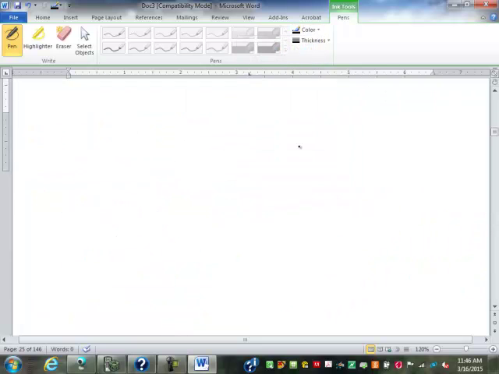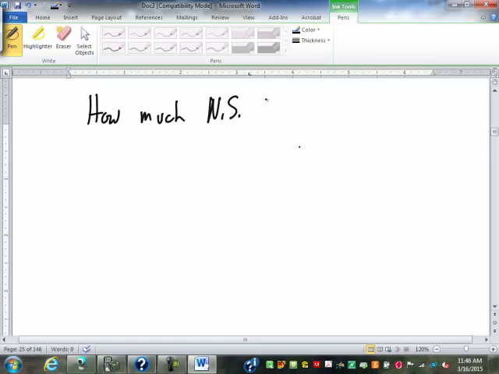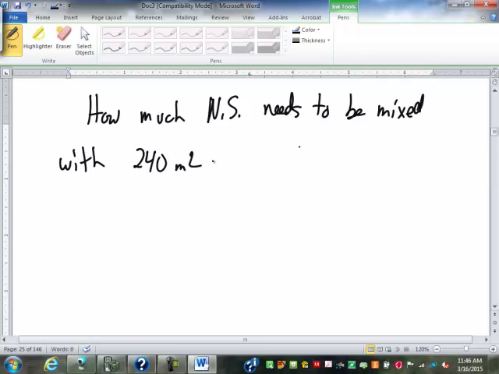So we can also then look at something like this. How much water needs to be mixed with 240 milliliters of serum to create a 2-in-9 dilution.